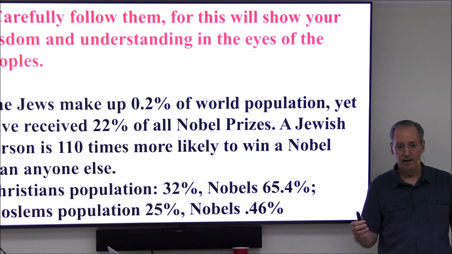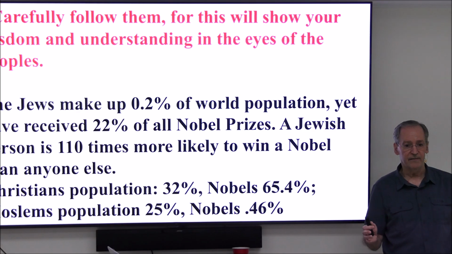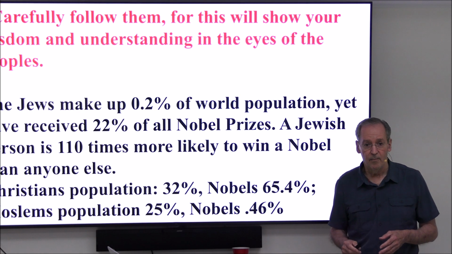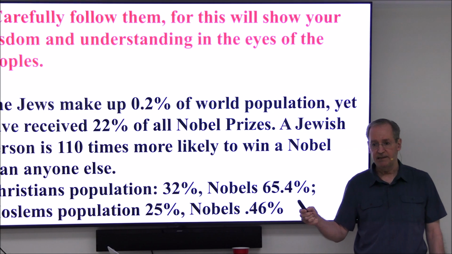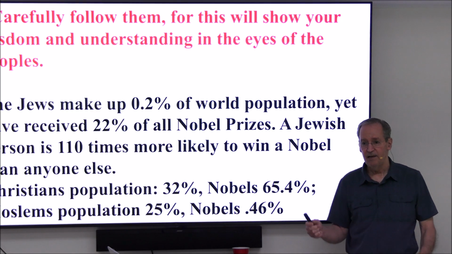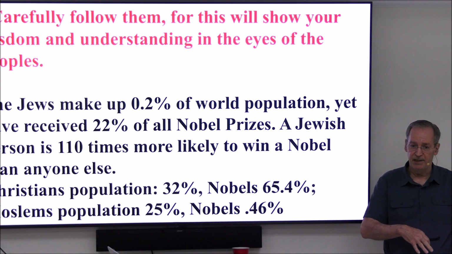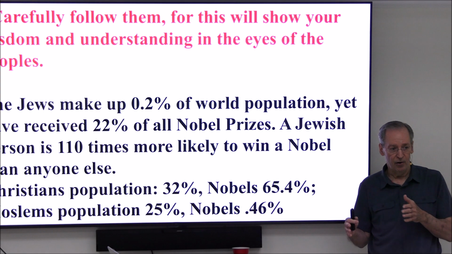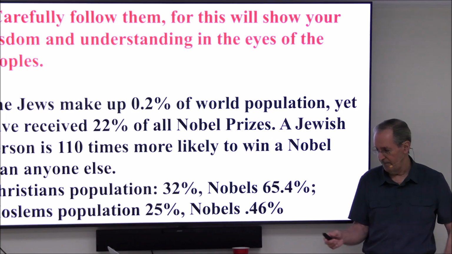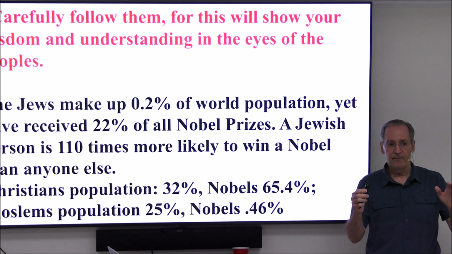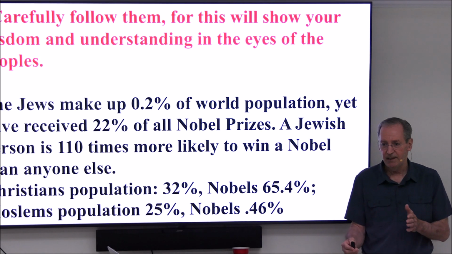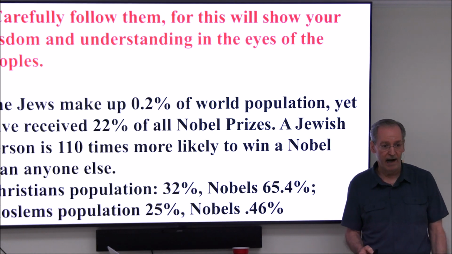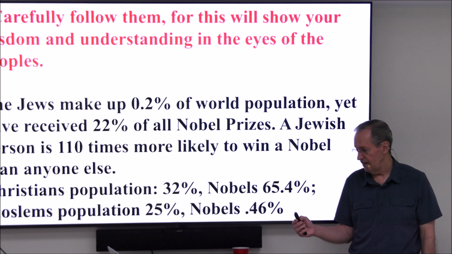There's per capita for the amount of people that's there. Christian population has won more Nobel Prizes, but the Jewish population, percentage-wise, has earned a whole lot more than what we have. So they're following their laws, these ordinances and these statutes, and it has been good for them and has shown them to be wise and intelligent and has blessed them.